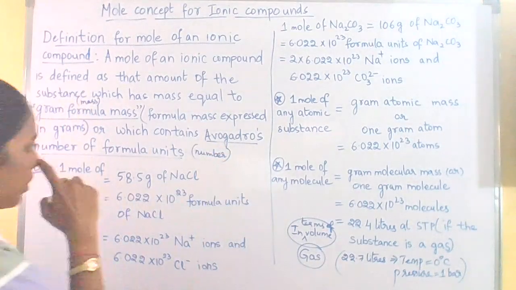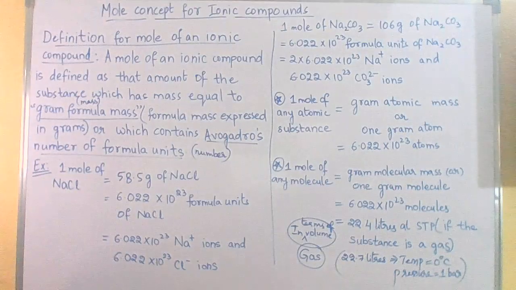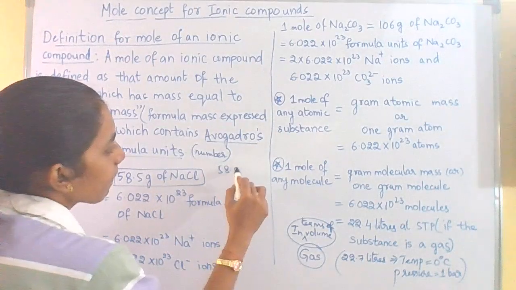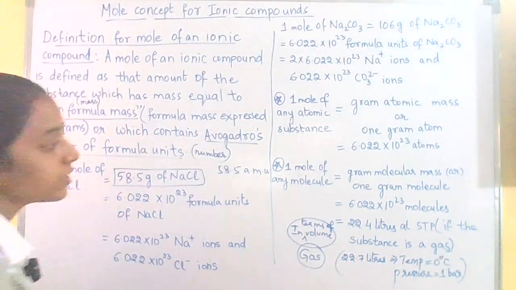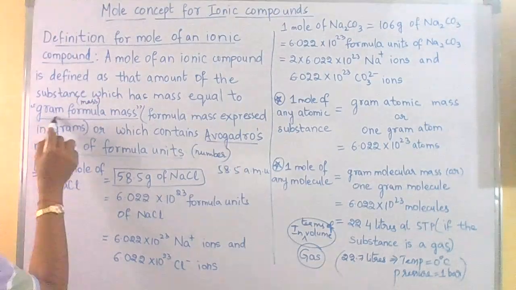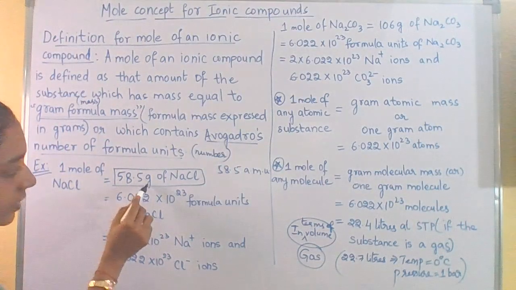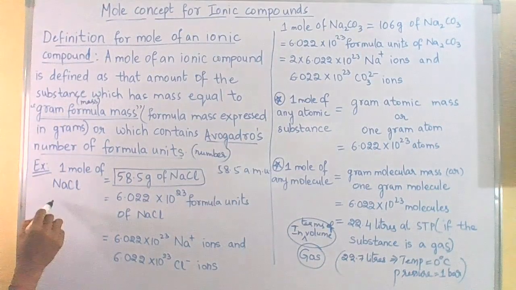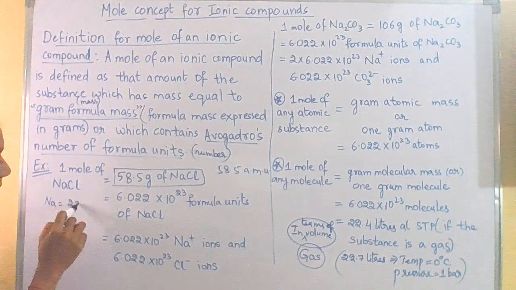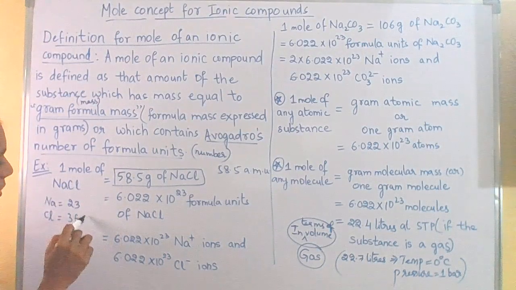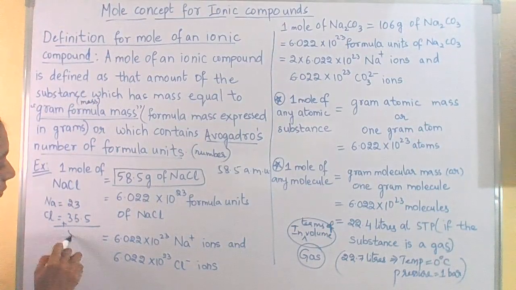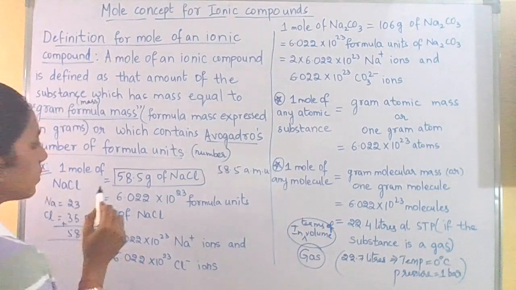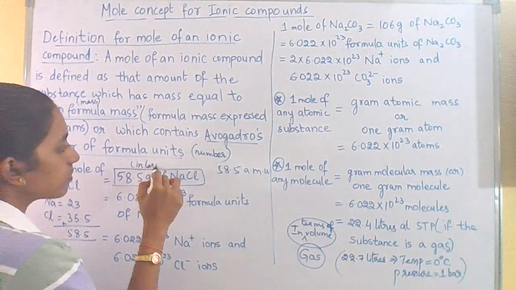For example, we will take 1 mole of NaCl whose formula mass is 58.5 AMU, and when it is expressed in grams, you have to take only gram formula mass here. So when it is expressed in grams, it is 58.5 grams of NaCl. Why is it 58.5? We have seen that sodium's atomic mass is 23. Chlorine's atomic mass is 35.5. When we add these two, we get 58.5. So this is the gram formula mass, and this is in terms of mass.